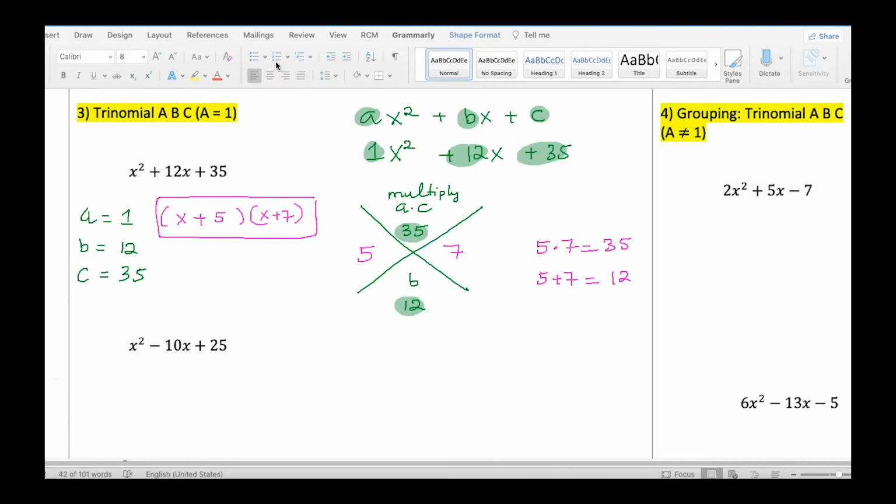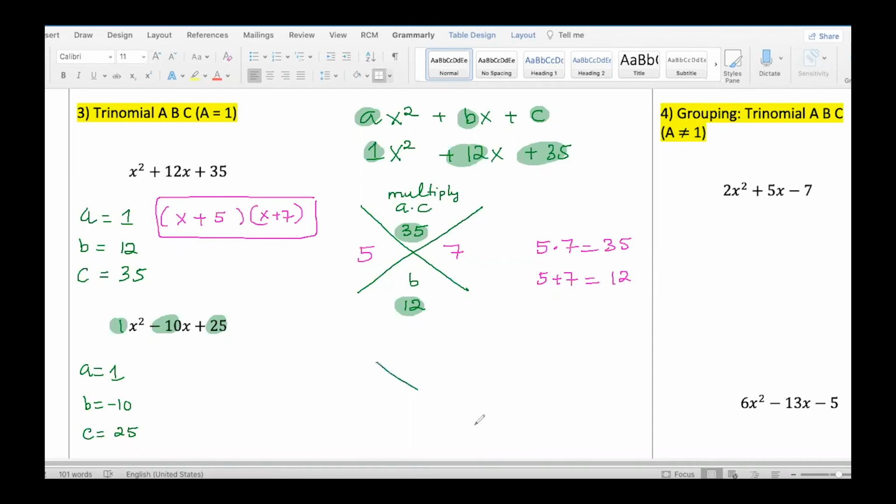Now we're going to give it a try for the second one, see if we can work it out or not. And obviously we can, right? So a is the number in front. In this case, a is going to be 1, because we have 1 x squared. b is not just 10, it's going to be negative 10. We take the sign as well. It's negative 10, and c is the number by itself, so it's 25.